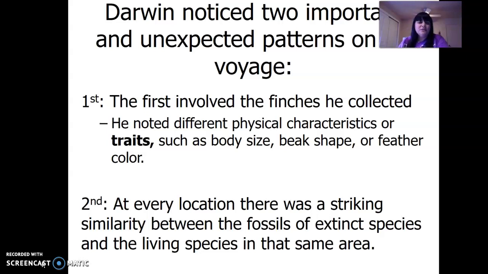He noted different physical characteristics, such as body size, beak shape, or feather. So, the beaks, are they big beaks, thick beaks, thin beaks? Why, compared to the mainland finch? At every location, there was a striking similarity between fossils of extinct species and the living species. So those were things that he noticed.